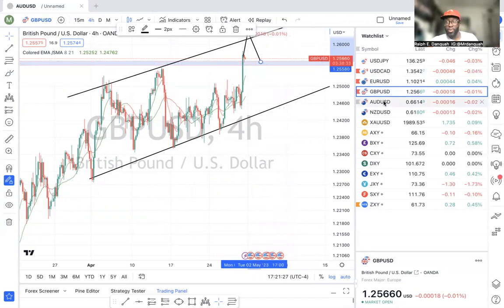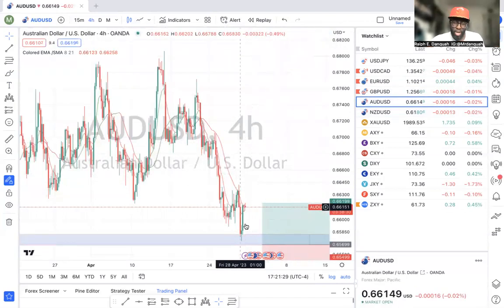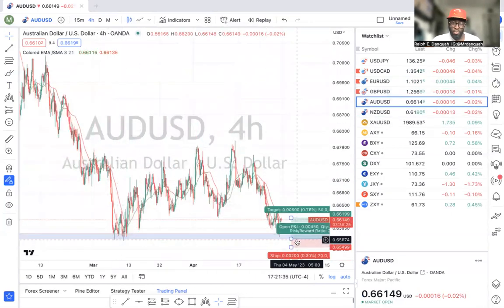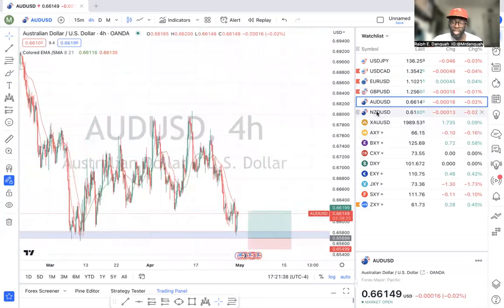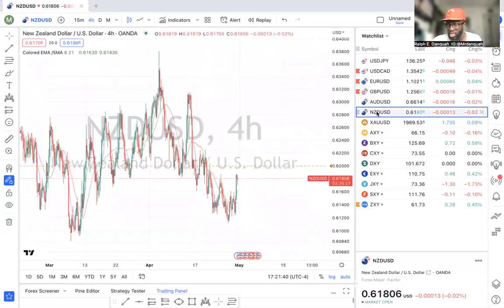Very patient, right? AUD/USD, nothing, right? We are in a trade right now with AUD/USD, but nothing, right? It hit that previous low, and right now 50 pips in profit. NZD/USD, I'm not touching it.